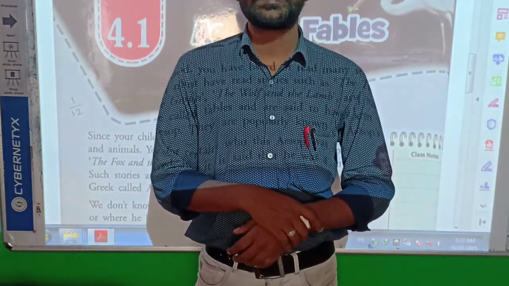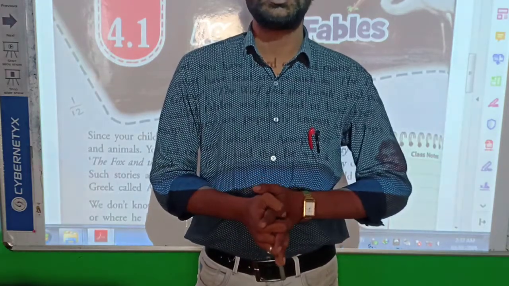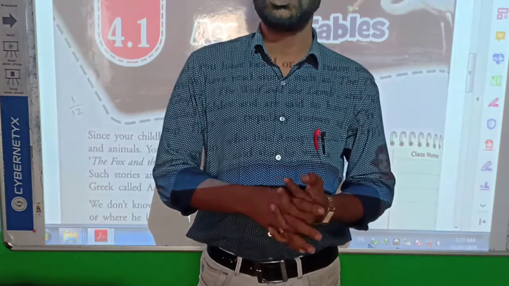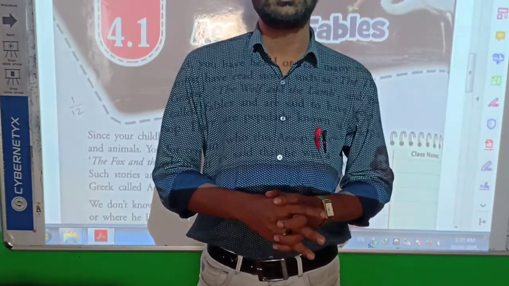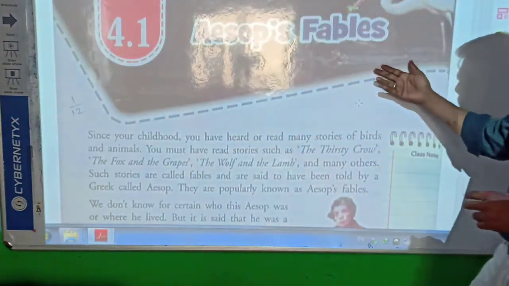Dear student, before Diwali holidays, we have finished our 3 units. And today we are going to start a new unit, that is 4th unit. And this is the lesson 4.1, that is Aesop's Fables.